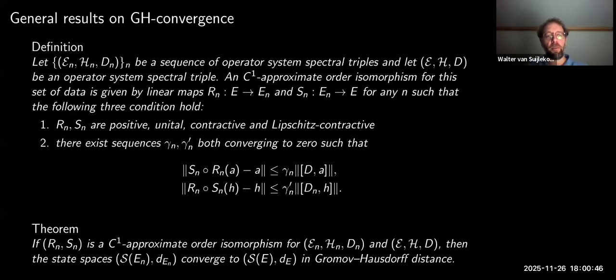And in that case, if you have such an approximate order isomorphism, then the state spaces converge. So the state space of this whole sequence actually converges to the state space of the limiting spectral triple, with the metric that you get from there, as I showed in the beginning, in the sense of Gromov-Hausdorff convergence. So you're comparing metric spaces, and there the Gromov-Hausdorff distance goes to 0, depending on these gammas that I have over there.